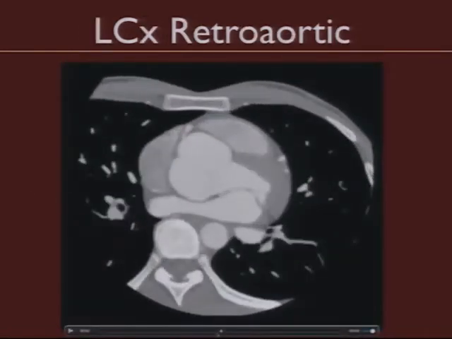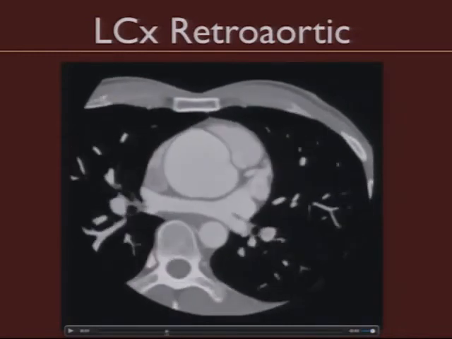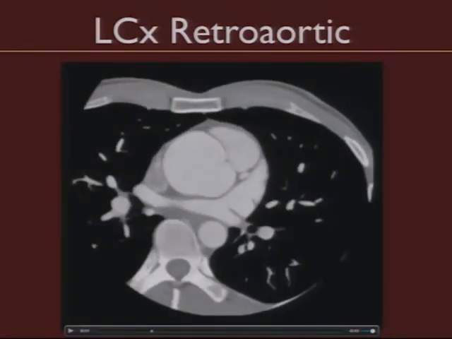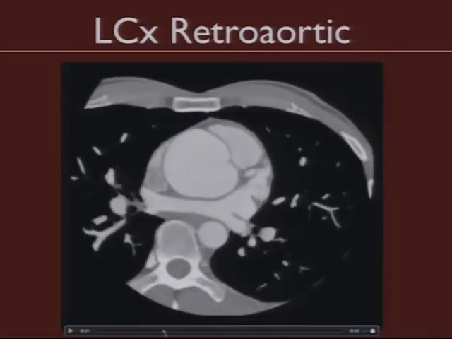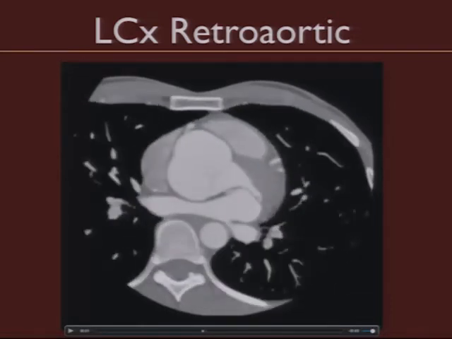Here's another patient. This was a younger patient, a patient with Marfan's. You can see that there's a dilated aorta. So again, another pre-surgical evaluation. So we were looking at the coronary arteries.